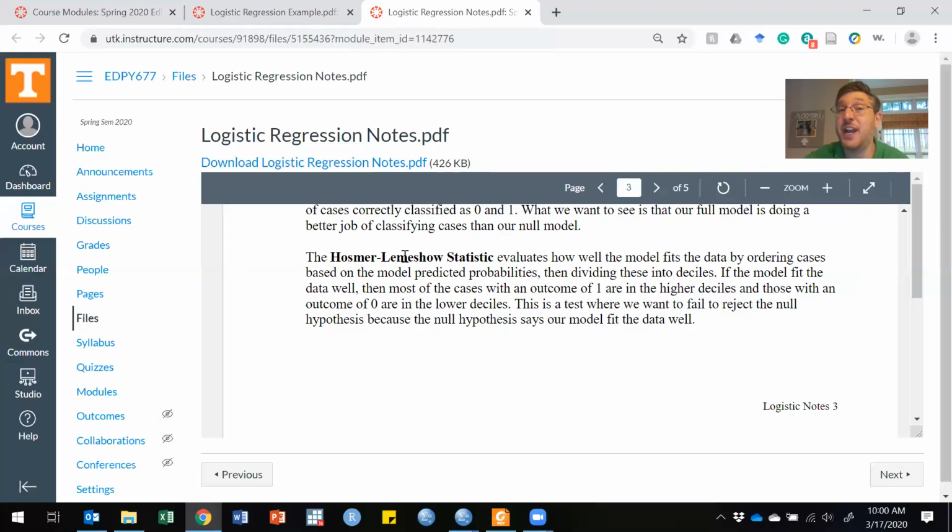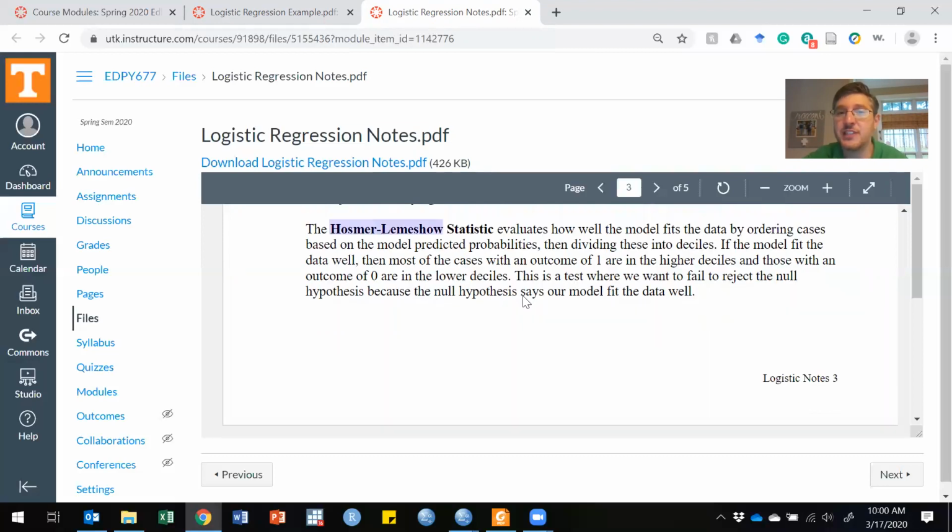Hosmer and Lemeshow also have a very popular textbook on logistic regression. So if you're interested in learning more about logistic regression, I'd highly recommend their textbook on the subject.